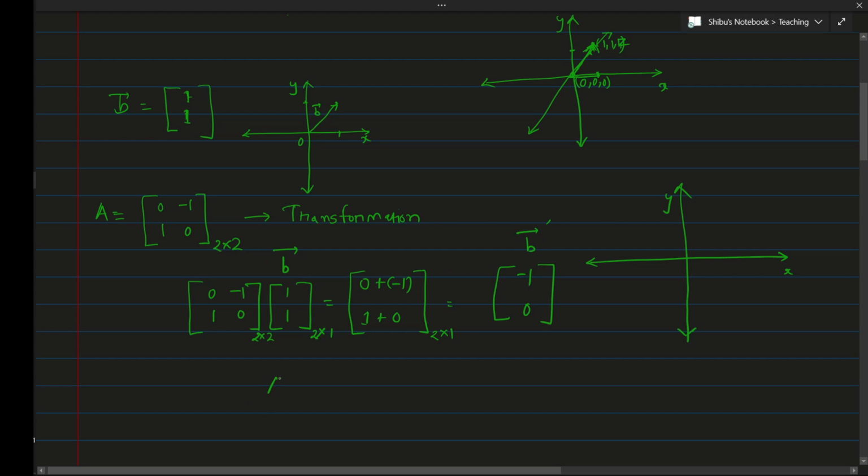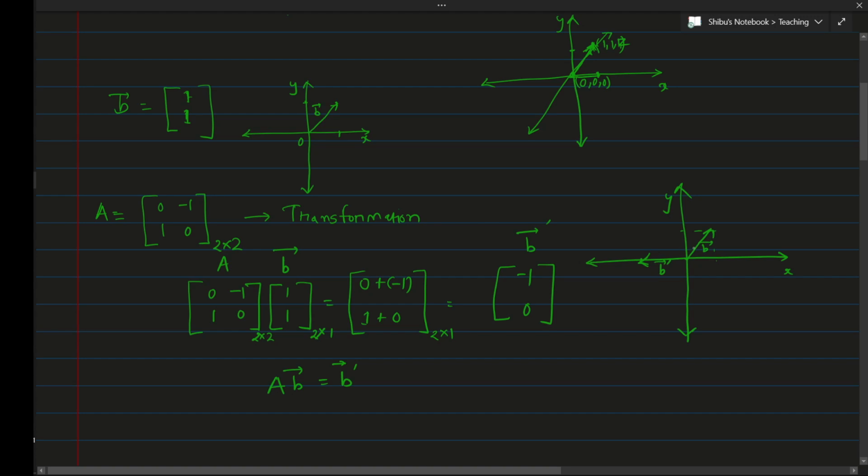This is our A matrix, a square matrix. When we multiply our A matrix with our b vector, we get the b dash vector. So it is somehow transforming this b vector into the b dash vector. How is it transforming it? That is the question, right? Now this is our b vector 1 1 in x and y, and if we draw this b dash vector, it will be -1 0. In y it is 0. So this is our b dash vector.